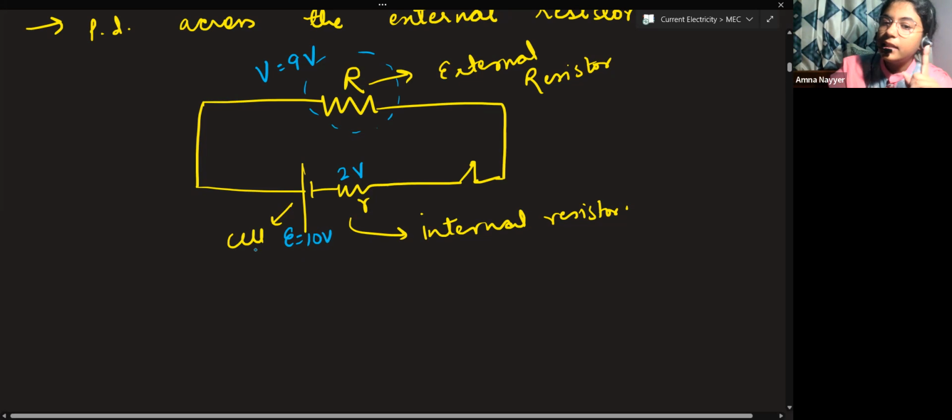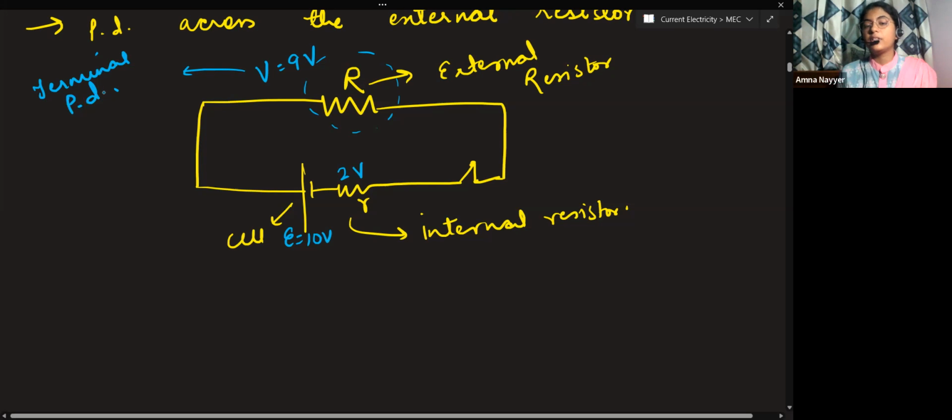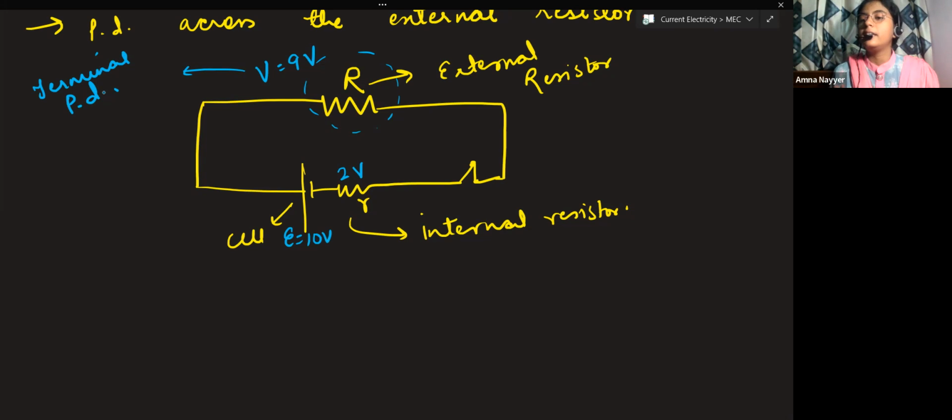Firstly, we had seen internal resistance. Internal resistance is the resistance of the cell within. EMF is the potential difference in an open circuit. This 9 volt that you are getting becomes your terminal potential difference. This is the potential difference across the external resistor. These are the terms that you have studied till now.